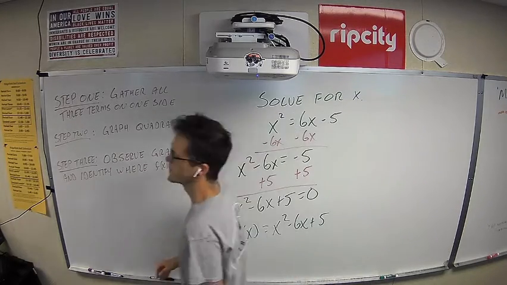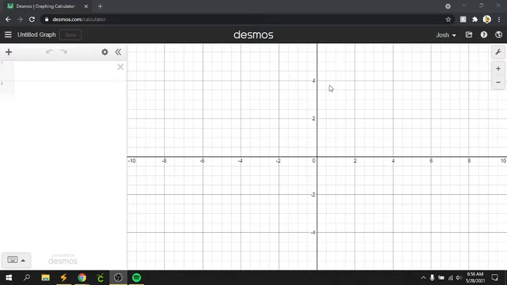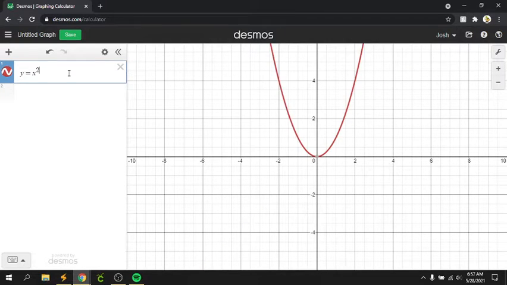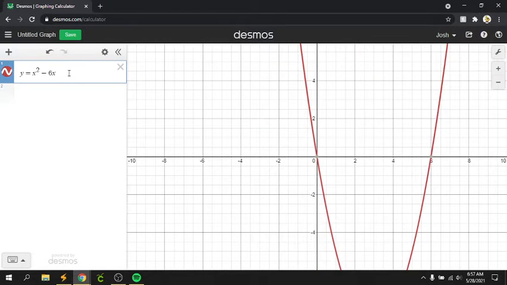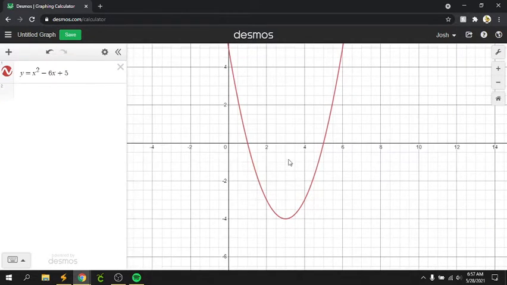So that's our step 2. Graph the quadratic. So check this out. I'm going to open up Desmos now. Desmos.com/calculator, and over here on the left-hand side, I'm going to type in our quadratic. So instead of f of x, I'm going to type in y because that's how Desmos recognizes it. So it's x squared minus 6x, and then we have a plus 5. Boom. Okay, so we have all of the pieces here.